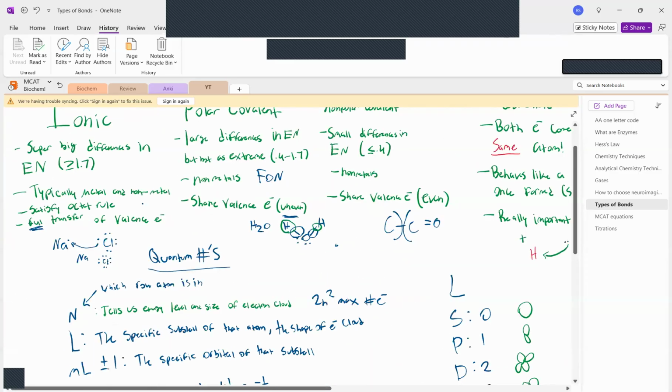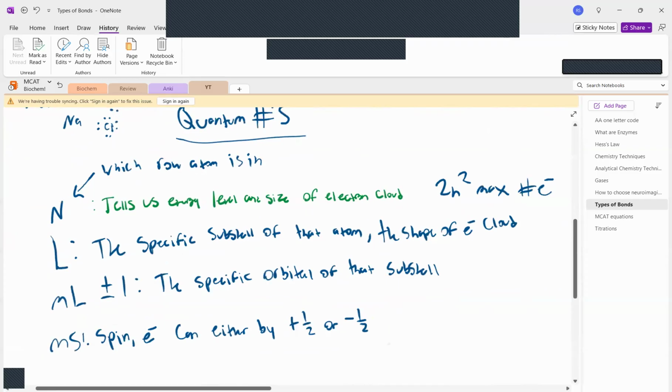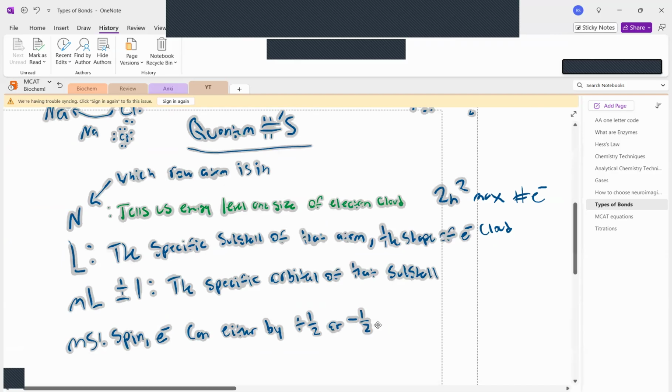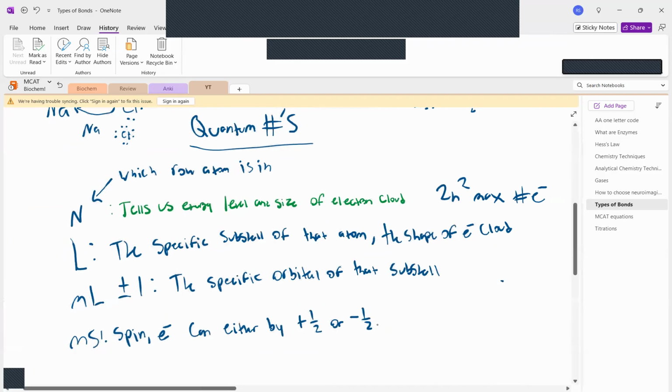Now we can talk about some quantum numbers. There are four different types of quantum numbers that you need to know. There's n, the principal quantum number, the angular momentum quantum number, which is l, and then you have your magnetic quantum number, and then you have the spin, which is ms.